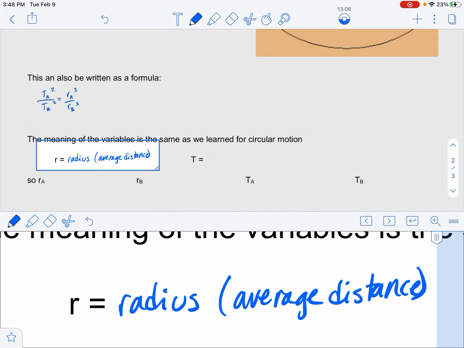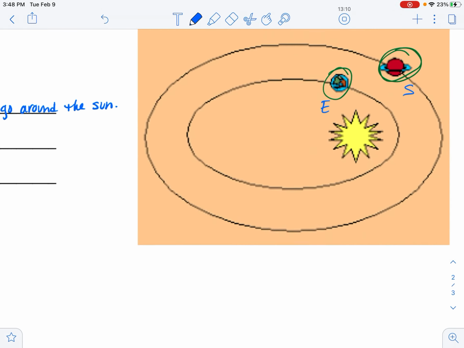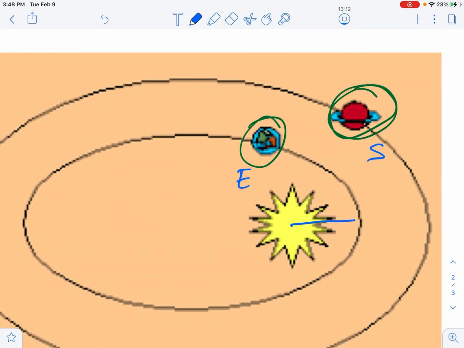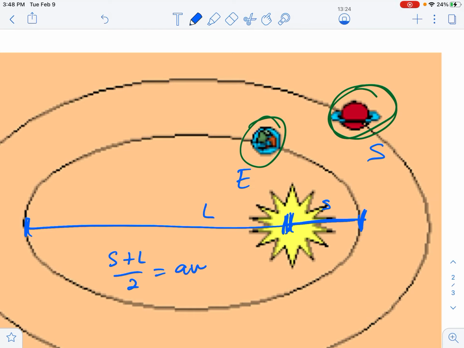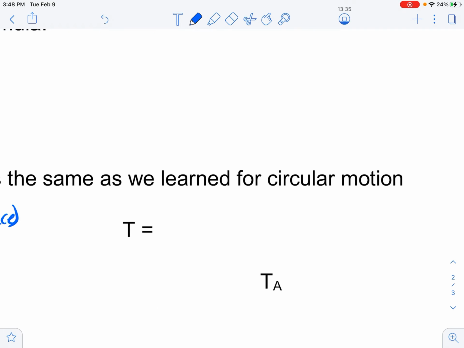So that means the average distance. We take the short distance and we take the longer distance and we add them, short plus long, and then we divide by 2 and we get the average distance. Okay, so that's the number that we're going to use, the average distance. Okay, so radius is the average distance, and then capital T, of course, stands for period.